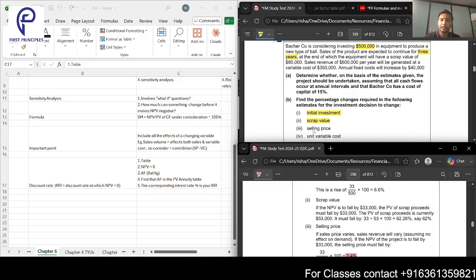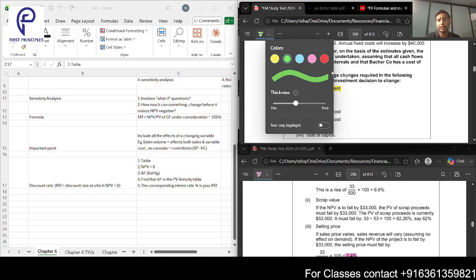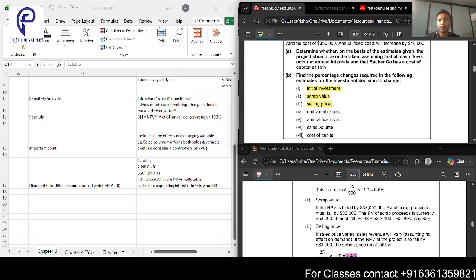That is about selling price. Okay, so we got this. Now tell me, what is the difference in the calculation of selling price and sales volume? Anybody? Selling price and sales volume, what will be the difference? When we calculate the present value, what will be the difference between selling price and sales volume?